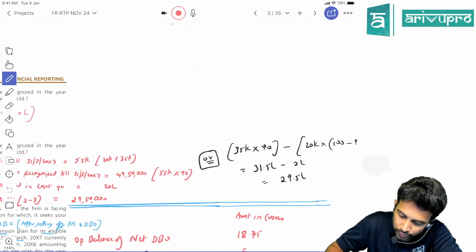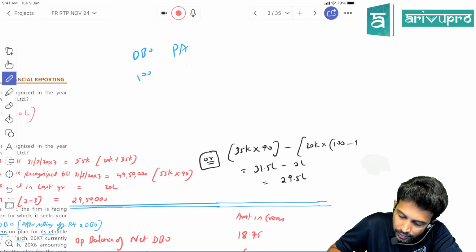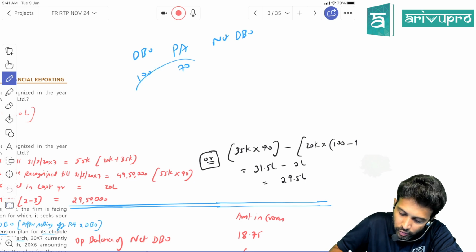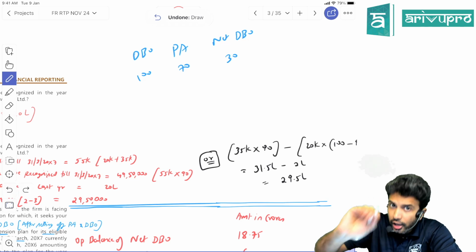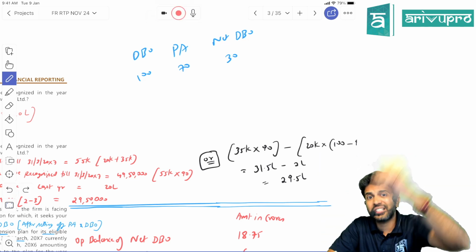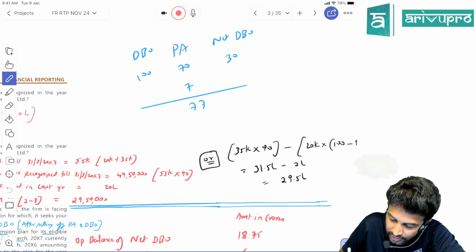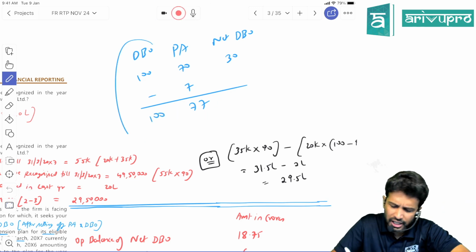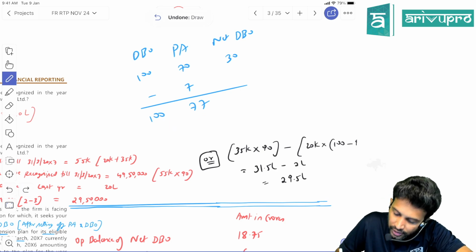Like here, if you have, let's say, DBO of 100, and plan assets of 70, right? Let's assume that. So net DBO will be how much? Net DBO will be 100 minus 70, which will be 30. This is what is given to us in the question. Now we have made some contribution, meaning you have purchased additional plan assets. How much? 7. Then what will happen? This 70 will become 77. This will have no impact on DBO. Due to contribution, DBO has no impact. So this will be 100 only. That means now you calculate how much this will be. This will be what, sir?